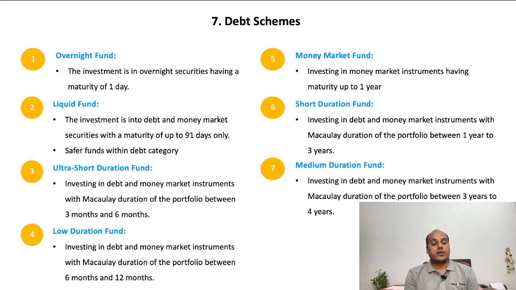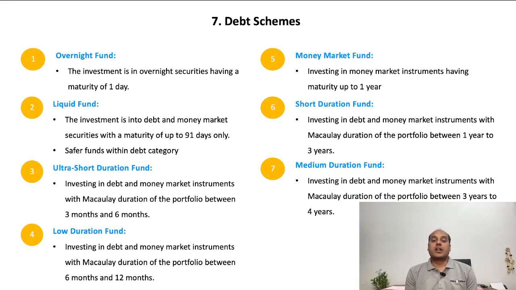Ultra short duration fund. Here the duration of the securities is between 3 months and 6 months. Next comes low duration fund, where the duration of all the combined securities of the portfolio should be between 6 months and 12 months.